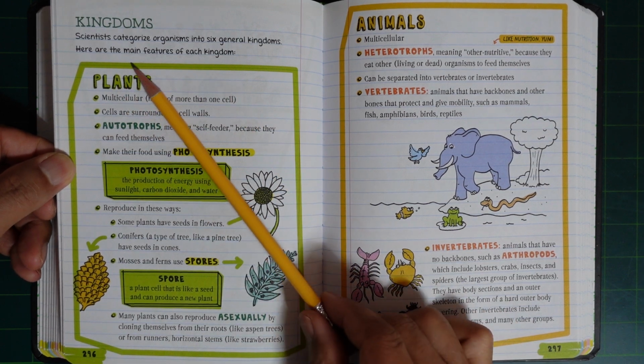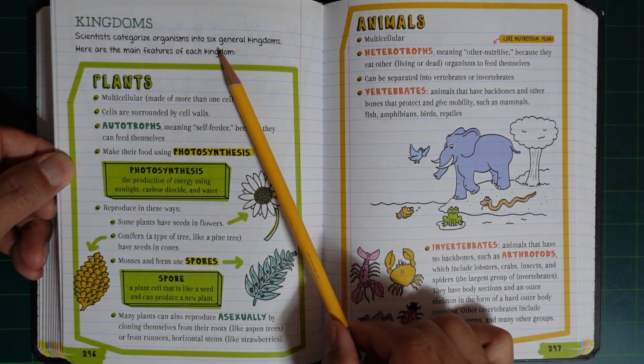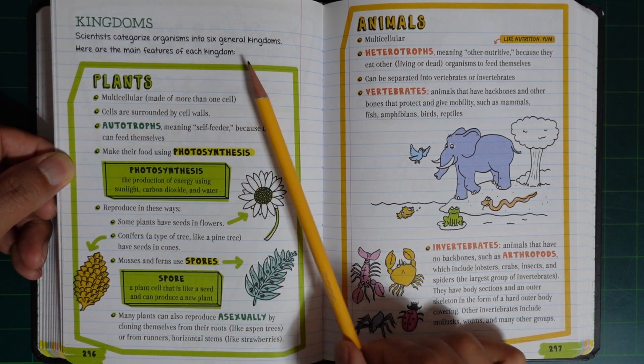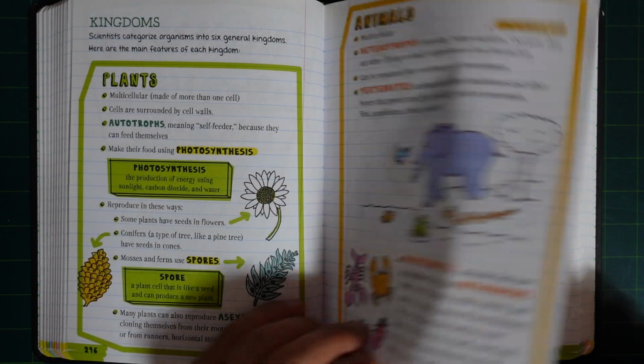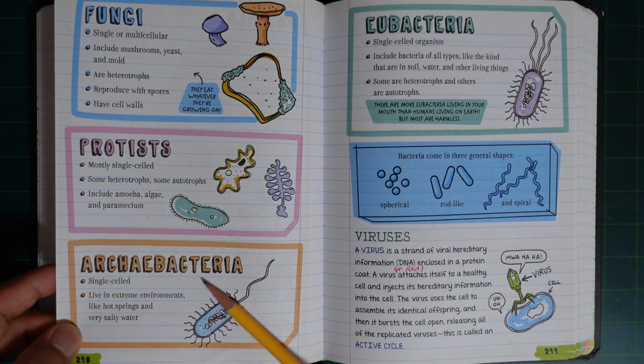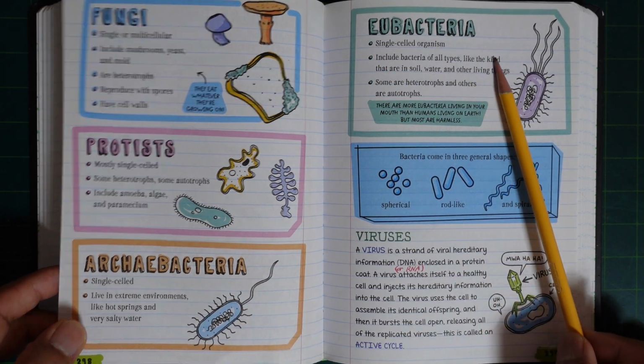Kingdoms. Scientists categorize organisms into six general kingdoms. Here are the main features of each kingdom: plant, animal, fungi, protist, archaebacteria, eubacteria.